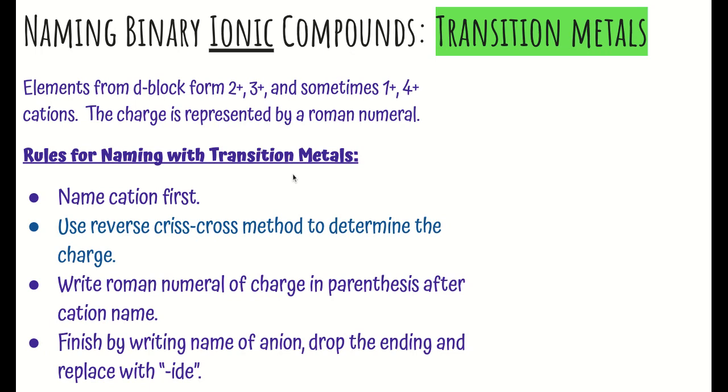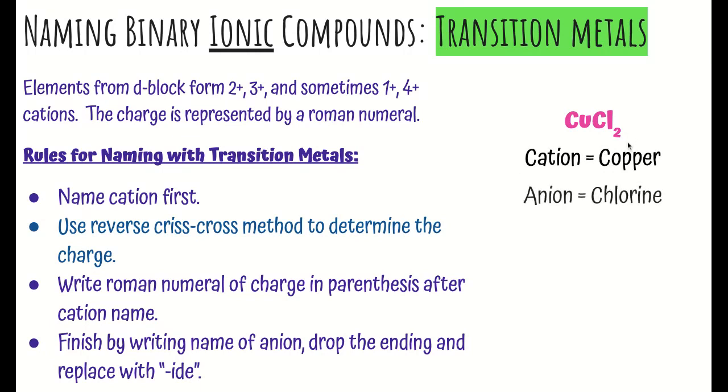So same idea. You're still naming the cation first, which is going to be the metal, so that means that your transition metal will be named first. So if I had this, this is copper, so Cu is copper. Then you would use the reverse crisscross method to determine the charge. So we know that the cation is copper, the anion is chlorine. We know that anyway because copper is a metal and chlorine is a nonmetal.